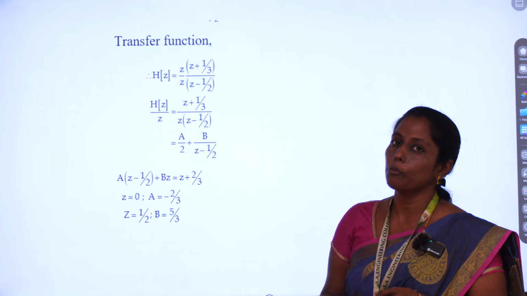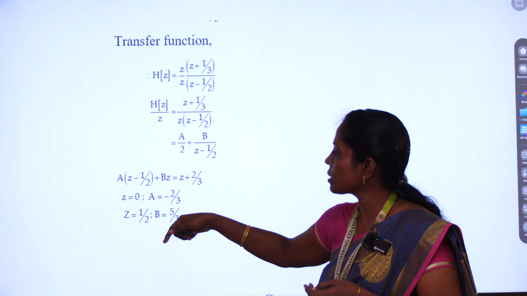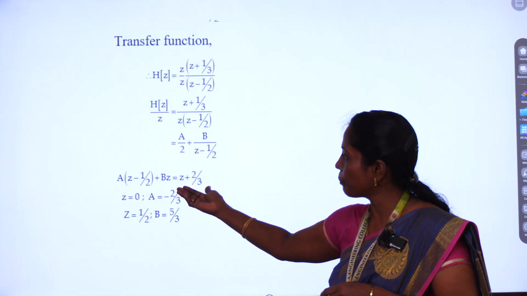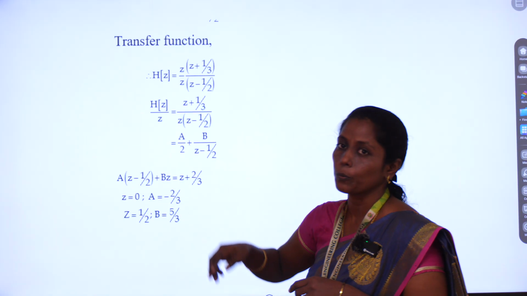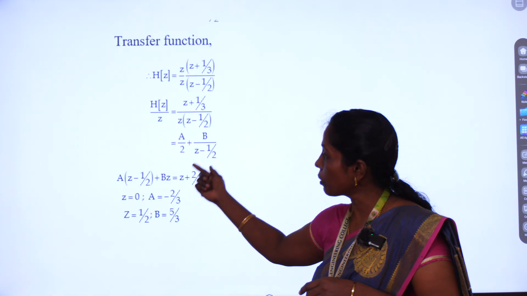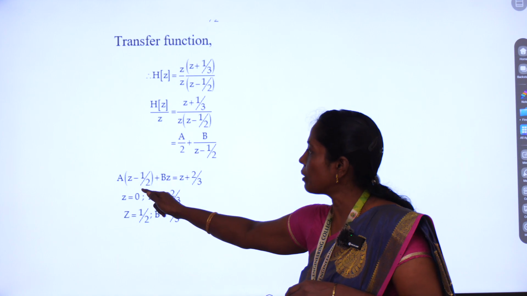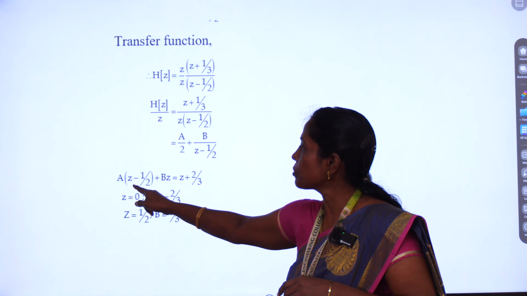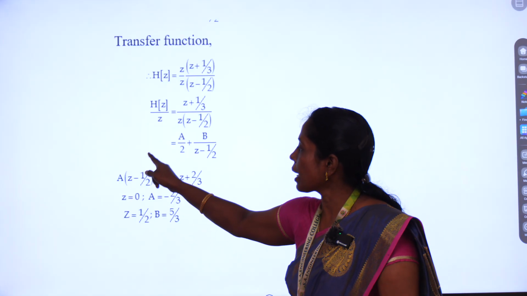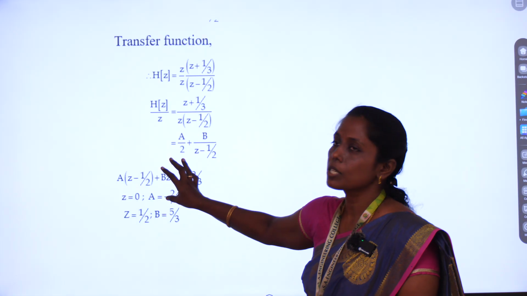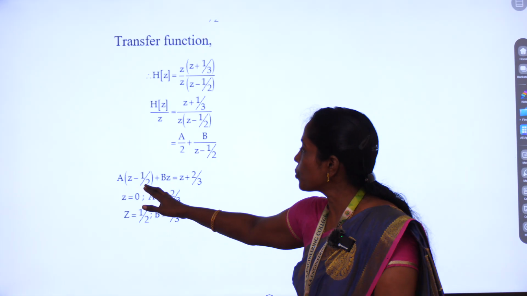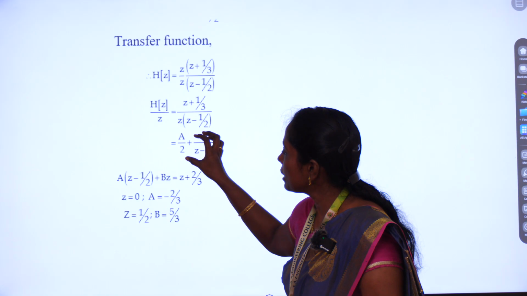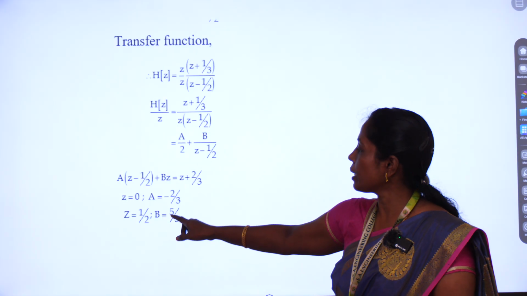So as we have got the value for A, now it is our turn to get the value for B. In order to get the value for B, we have to make this A term 0. So in order to make this A term 0, for z we have to substitute 1 by 2. So only thing which is left is B. So after substituting z is equal to 1 by 2, this term becomes 0 and now we have only B in this equation. So we can get the B value.